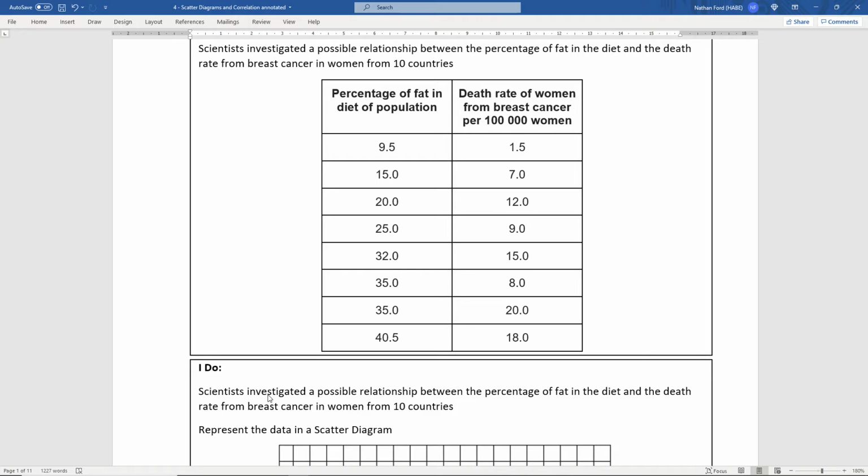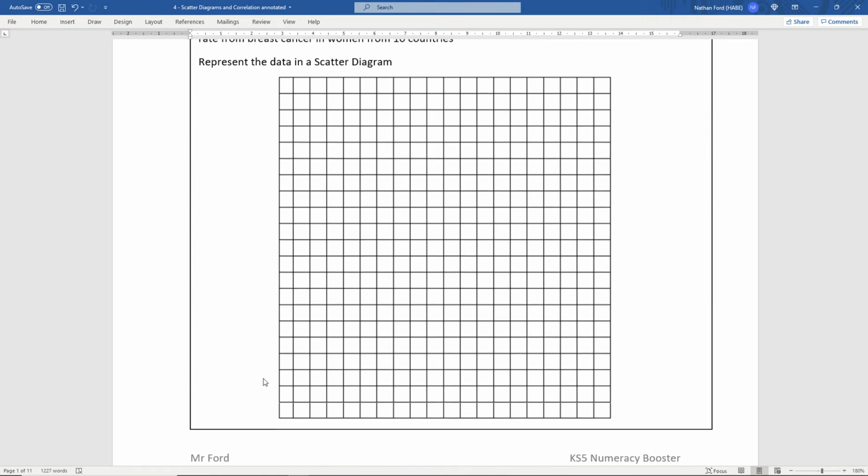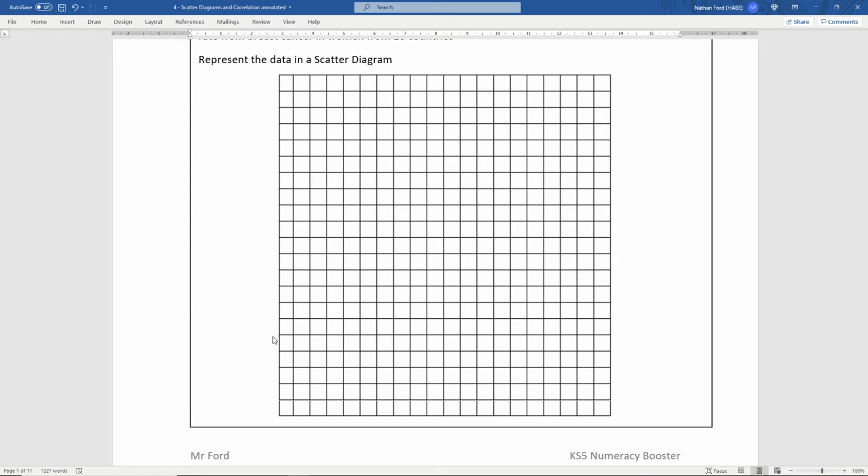So first off, if we look here, scientists investigate a possible relationship between the percentage of fat in the diet and death rate from breast cancer in women from 10 countries. We want to represent this in a scatter diagram. Before we do anything, we need to have access. Now we've gone through this.